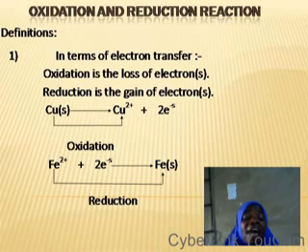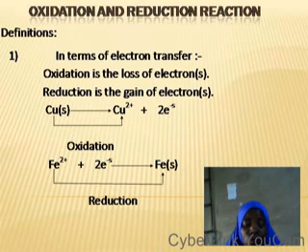Now, we have different definitions for this oxidation reduction reaction, which we are going to be looking at now. The first one is in terms of electron transfer, which is also known as the modern definition. Oxidation is simply the loss of an electron. When you lose an electron, you become oxidized. And then reduction, as you gain an electron, you become reduced.